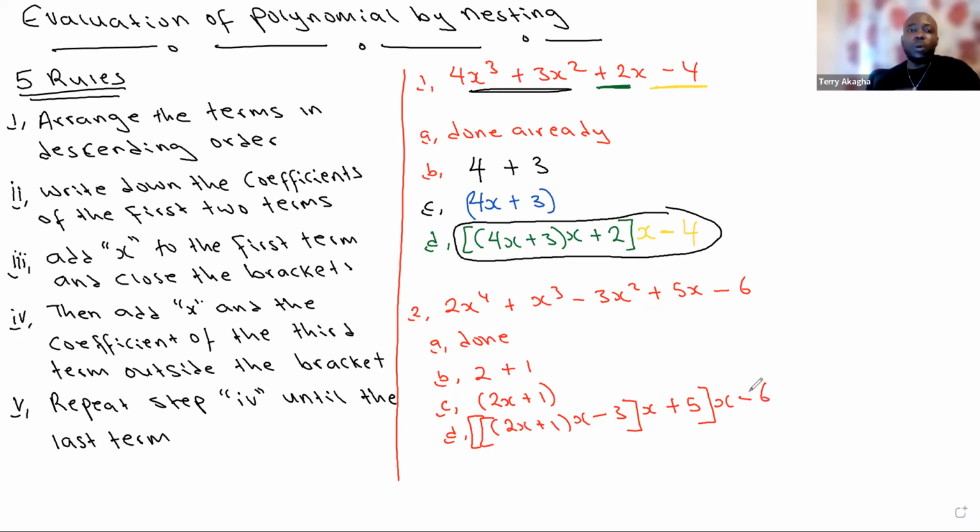And that is how you do evaluation of polynomial using the nesting method. Maybe I can just throw in one more example just to help us. So let's say the third example I have here is x^4 minus 3x^2 plus 2x minus 3. Okay, same thing. The first step, it's already arranged from highest to lowest. So it's done. Okay. The next step is what?